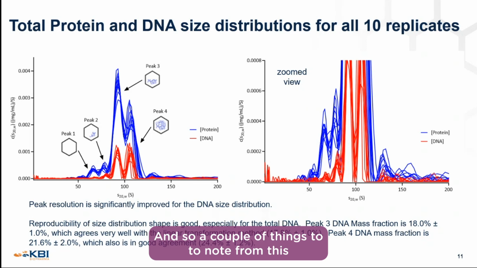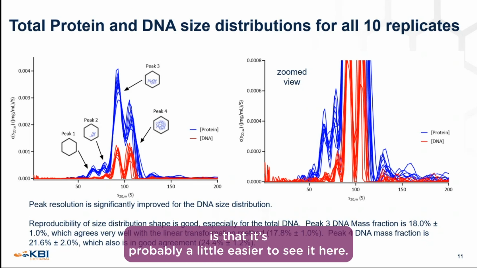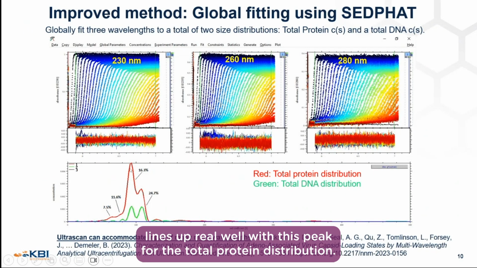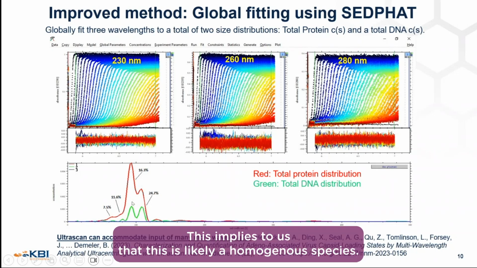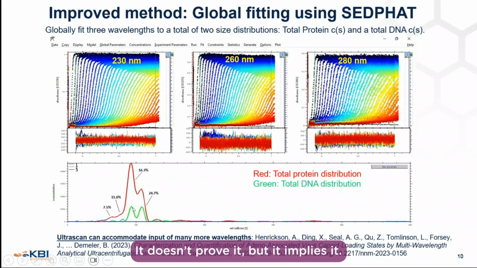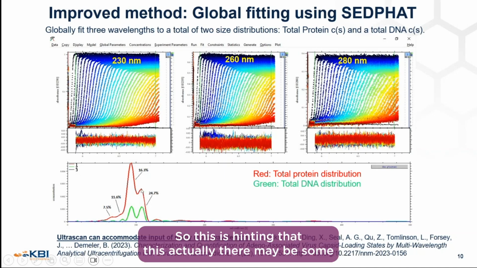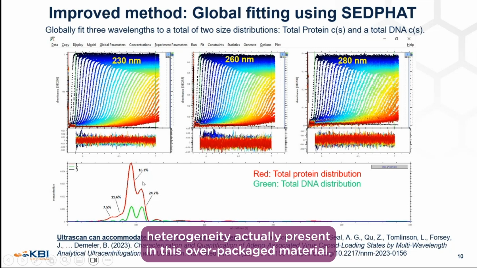And so, a couple of things to note from this. In fact, it's probably a little easier to see it here. When we look at this peak right here for the DNA size distribution, it lines up real well with this peak for the total protein distribution. This implies to us that this is likely a homogeneous species. Doesn't prove it, but it implies it. On the other hand, this peak right here does not line up as well. This DNA peak does not line up as well with the protein peak. And so this is hinting that there may be some heterogeneity actually present in this overpackaged material.